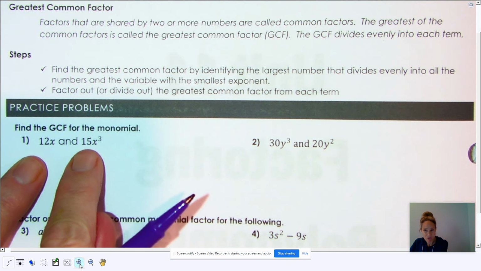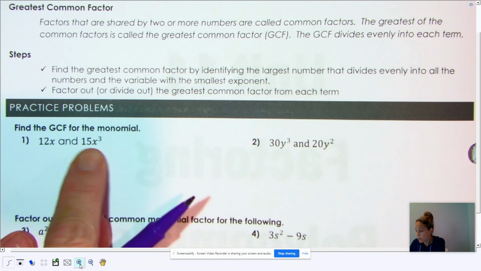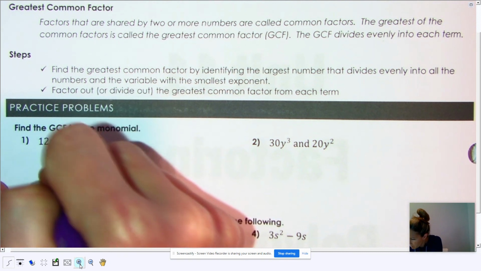And then I think, can 3 go into both of those? 3 goes into 15, 3 goes into 12. And so that one does go into both of them. So I'm going to put a 3 right here.